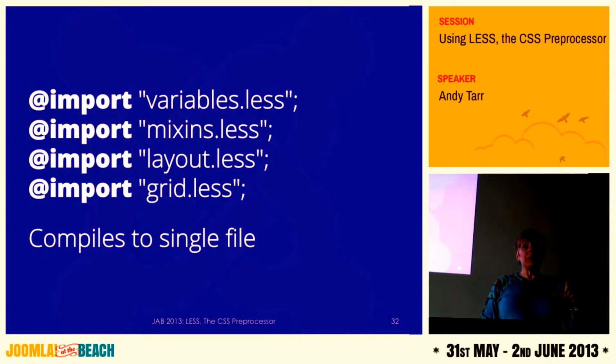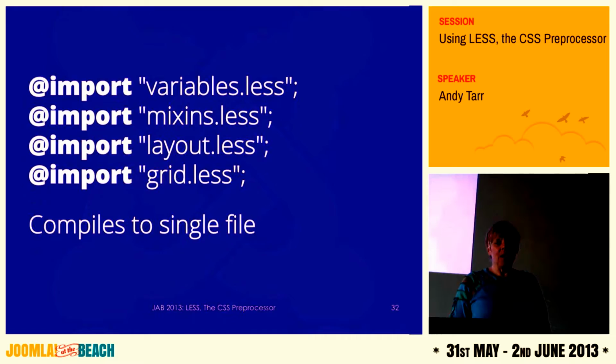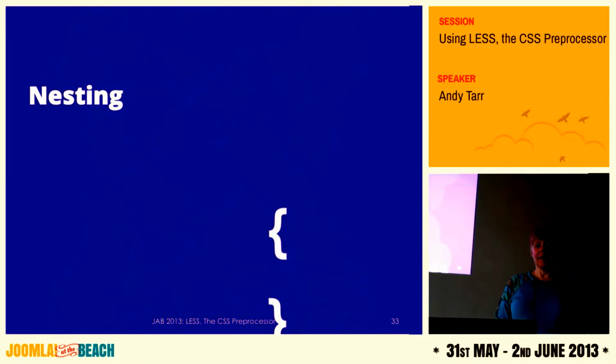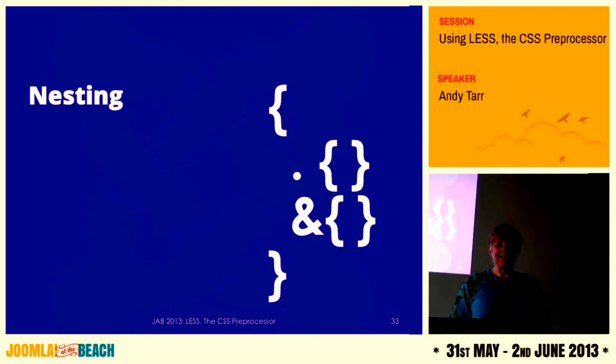So you have the ability to have a lot of different Less files to keep things organized, or to have different people working on it for whatever reason, but you still end up with one file at the end that will actually have just the single HTTP request. You have the ability to do nesting as well. And this, you use these little curly braces to do your nesting.